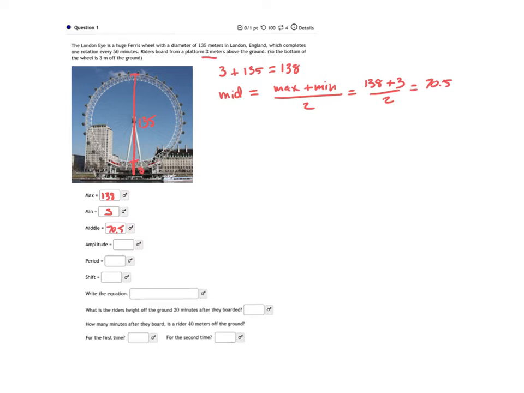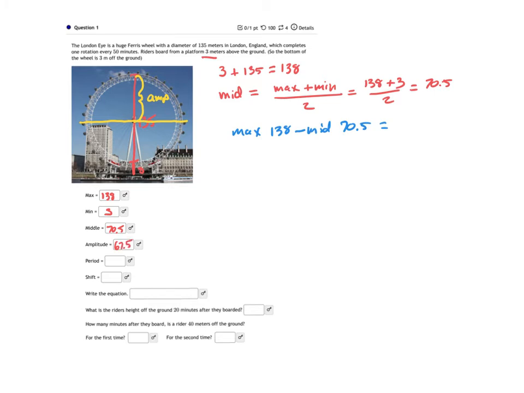Now, the amplitude. Remember, the amplitude is just how far it goes from the middle to the maximum and the minimum. So the middle of this Ferris wheel is going to be right here. This distance is the same thing as the amplitude. And I can find that just by taking the maximum, which is 138, and subtracting the middle, which is 70.5. So if you do 138 minus 70.5, you get 67.5, and that's the amplitude.